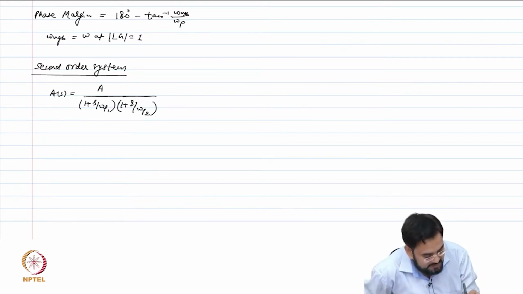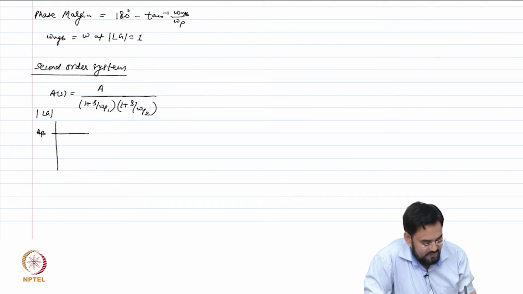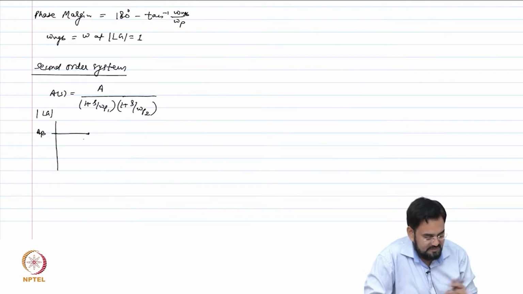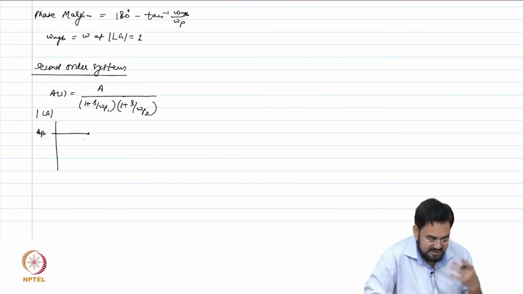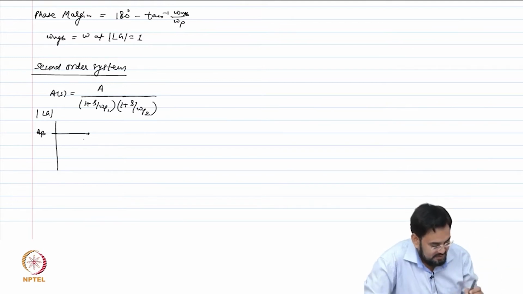So what would happen? Let's say I am again plotting this loop gain. You can assume that omega P1, omega P2 are at the same frequency, or you can assume that omega P2 is at higher frequency compared to omega P1. It does not matter actually. The shape of the Bode plot will just change, that's it.